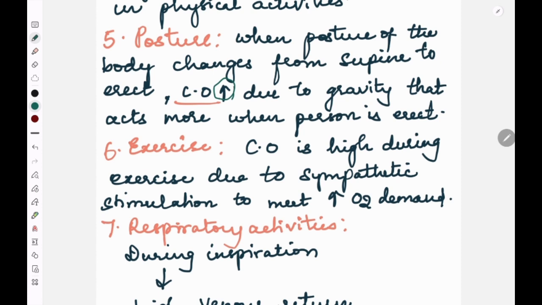The next one is exercise. We know very well that the cardiac output is high during exercise. Why? Because of the body's increased demand for oxygen. That's why there is sympathetic stimulation. There is sympathetic stimulation that will cause an increase in cardiac output to meet the increased oxygen demand.